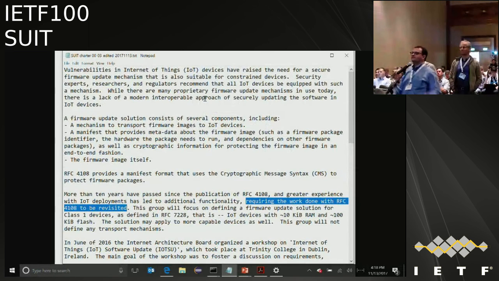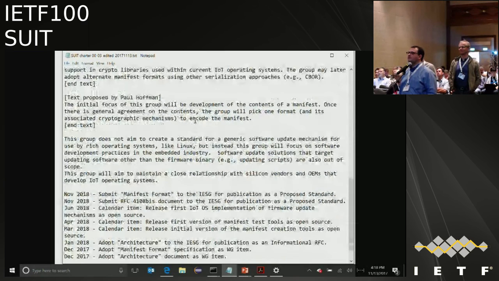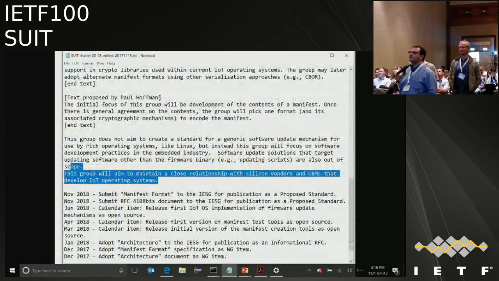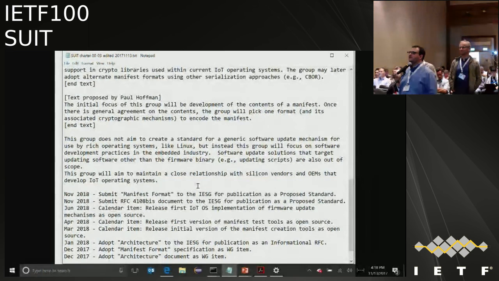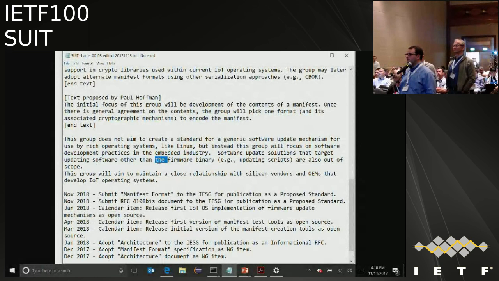Oh, well, I just want to see the last paragraph. The last line. Right before the milestone. Oh, down. Okay. Sorry. Gotcha. You say target updating software other than the firmware binary. That somehow implies there's only one binary.